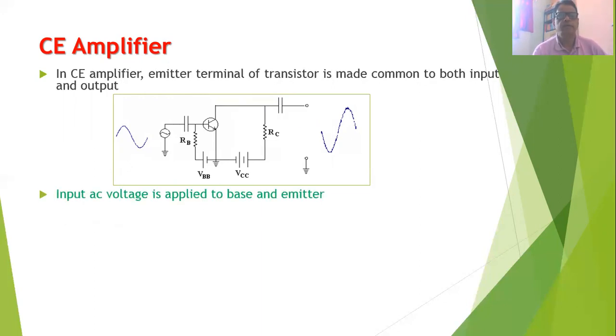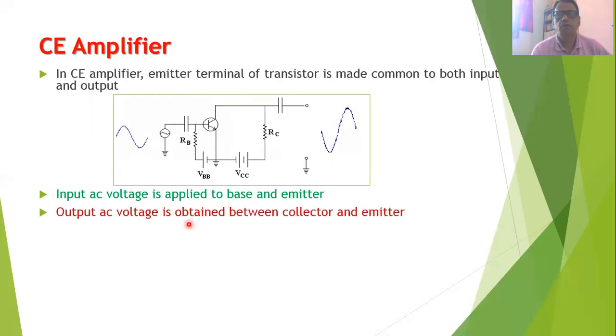So you will find that the input AC voltage, the voltage which we need to amplify, is being applied between base and emitter. The amplified output is being obtained between collector and emitter.